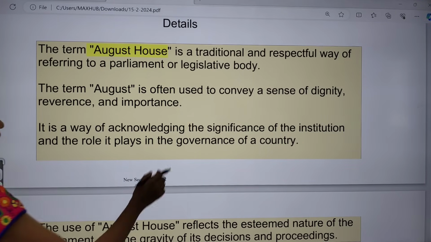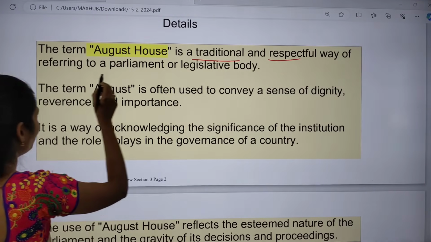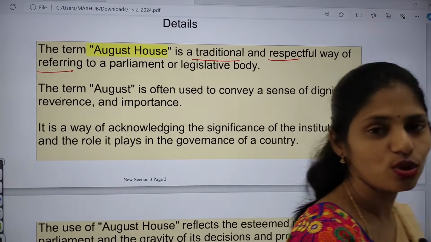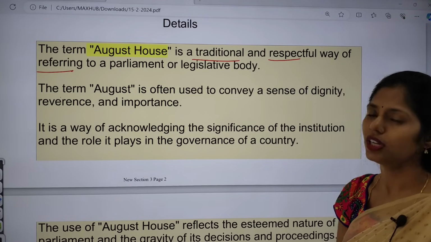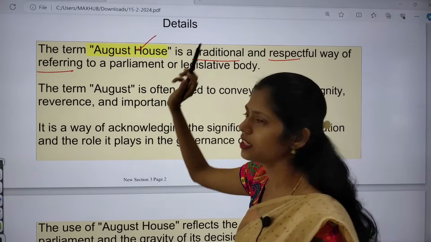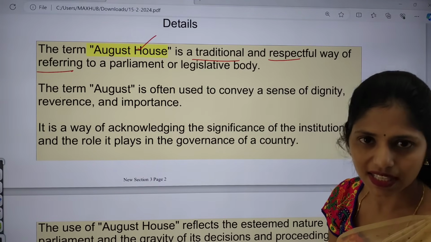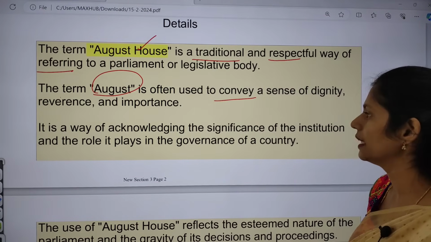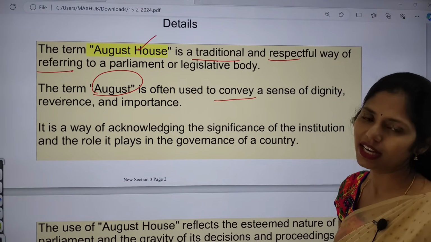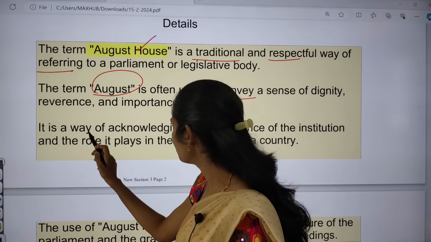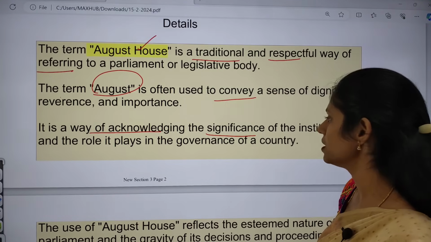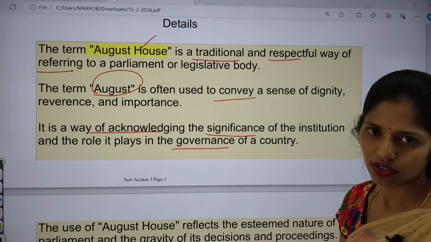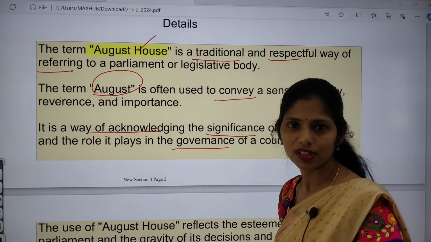The August House is a traditional and respectful way of referring to the parliament. Parliament is our legislative body, right? To represent this parliament or legislative body, the traditional respectful way is to call parliament the August House. The term August is often used to convey a sense of dignity, reverence and importance. It is a way of acknowledging the significance of this institution, and it also speaks of the role it plays in the governance of the country. It plays a very, very important role in the governance of the country.